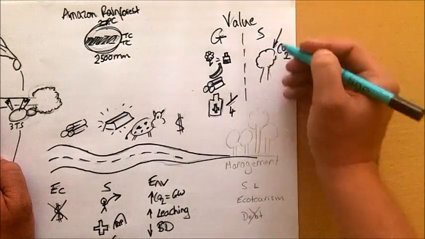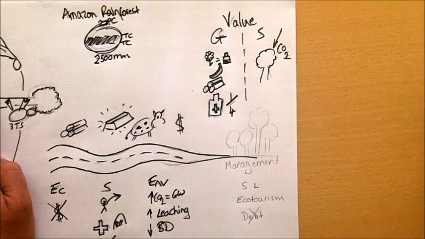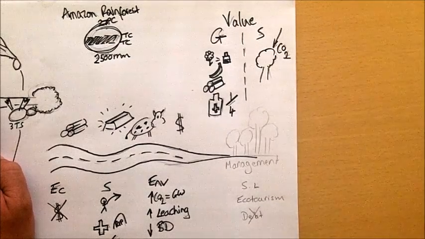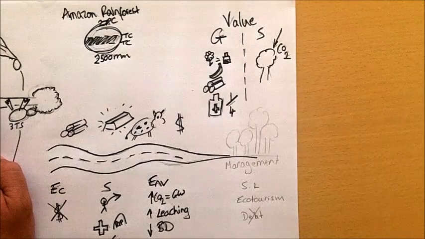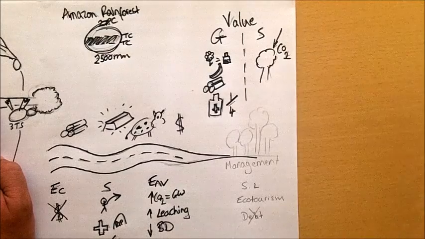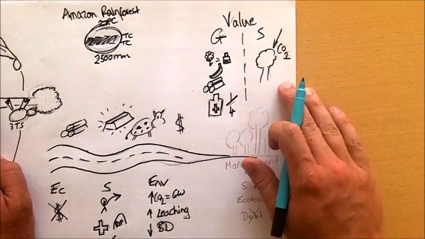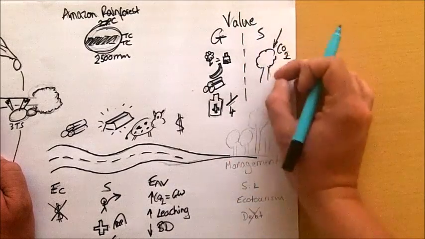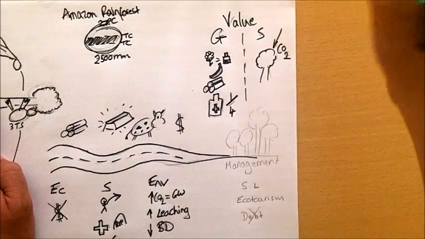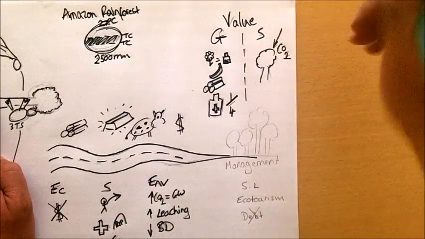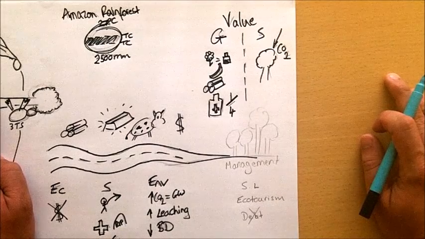Now, the service that it provides is really important. The tropical rainforest is a huge carbon store. It takes in carbon dioxide from the atmosphere and traps it within its biomass. That means that the amount of carbon dioxide in the atmosphere is reduced, which is helping us in our fight against climate change. Obviously, as we cut down more and more of the tropical rainforest, the amount of carbon dioxide it's able to take in is reduced, therefore increasing the amount of carbon dioxide in the atmosphere, which could be a contributing factor to increased rates of climate change.